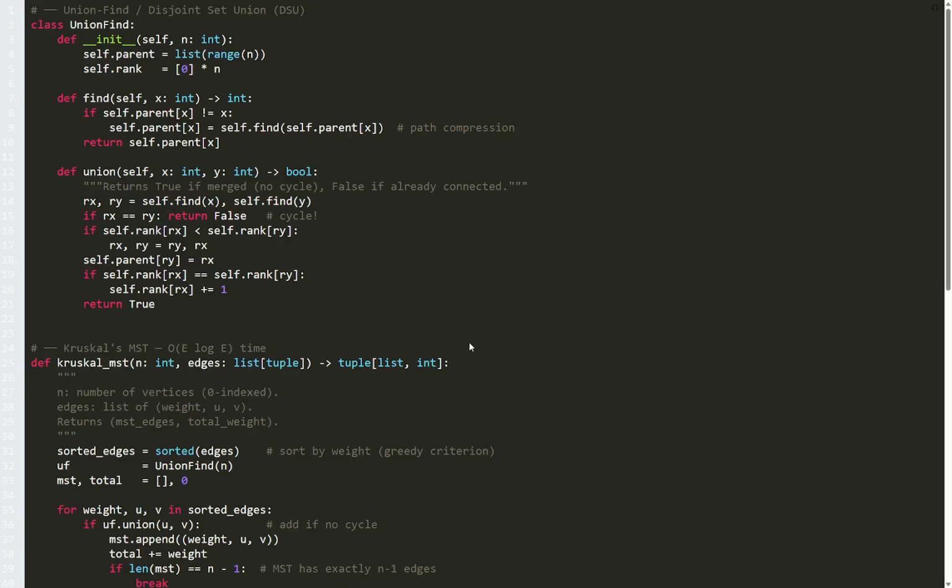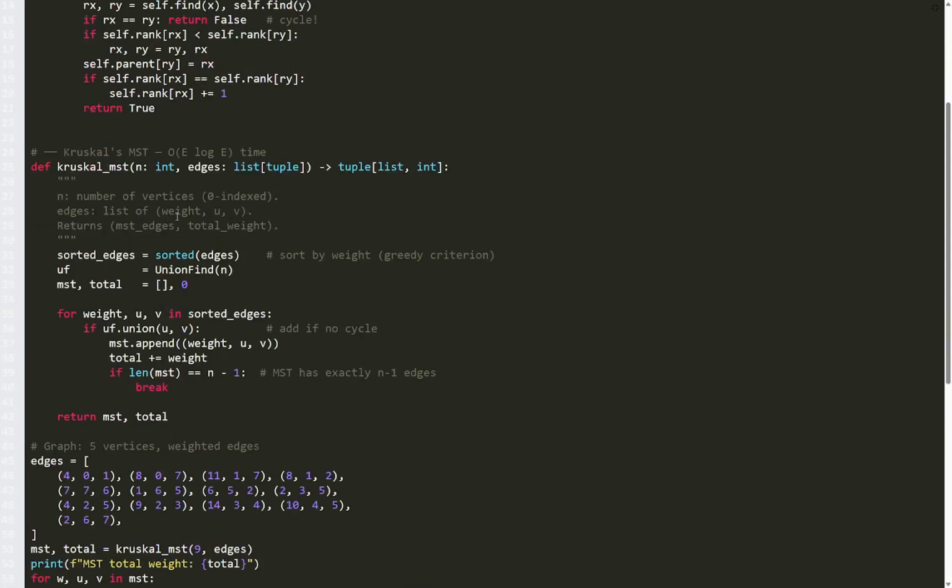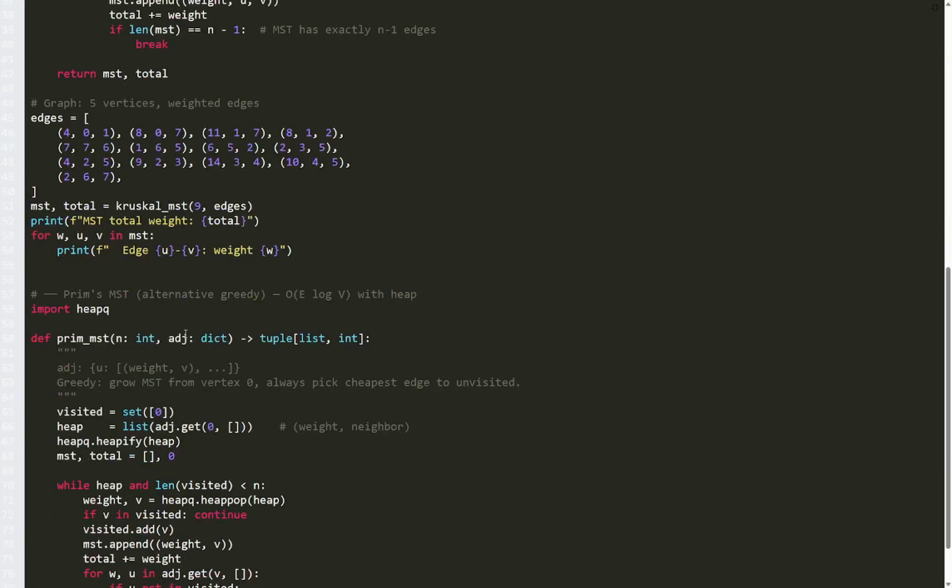Sort all edges by weight. Process edges from lightest to heaviest. Add an edge to the MST if and only if it connects two components that aren't already connected. That is, if adding it wouldn't form a cycle. Stop when n-1 edges have been accepted.